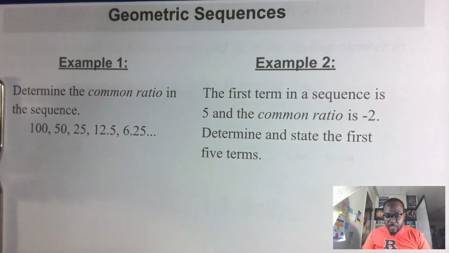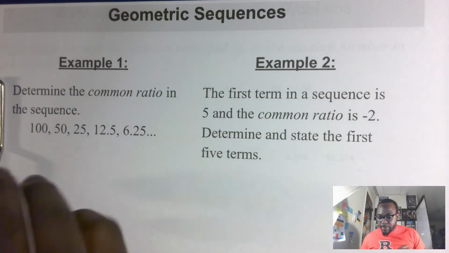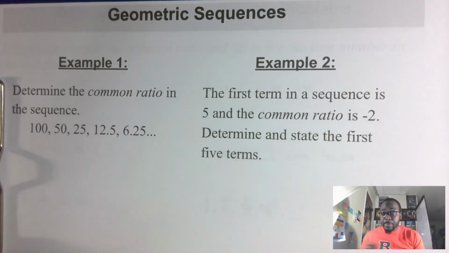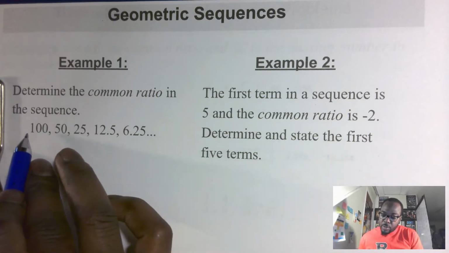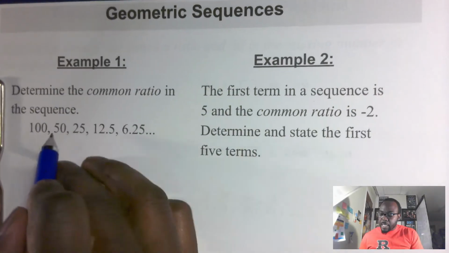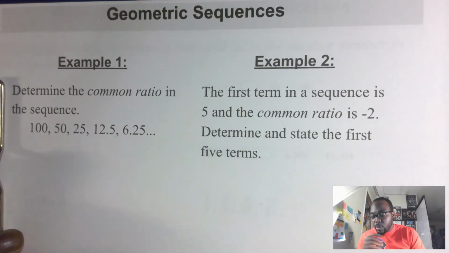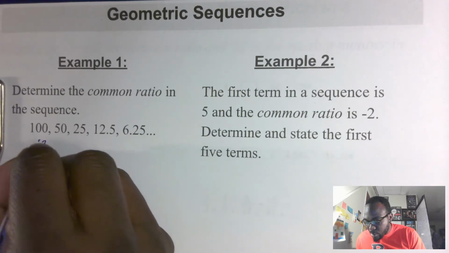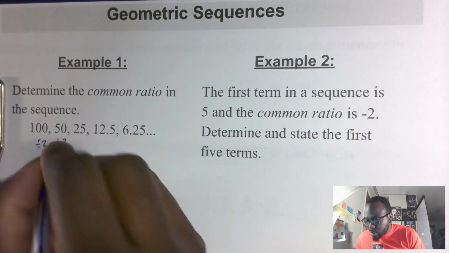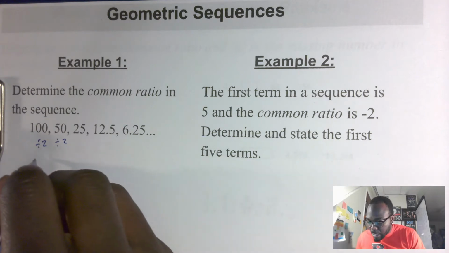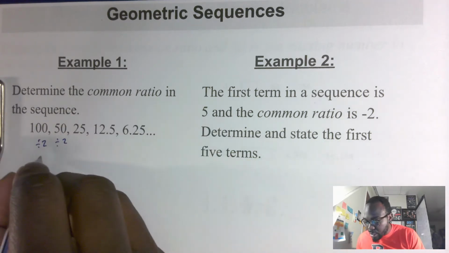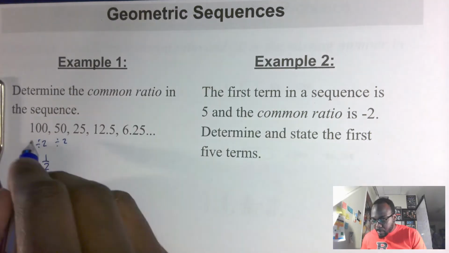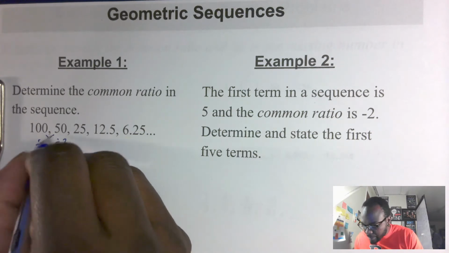All right, so let's look at some examples here. We're looking at the first example. It says determine the common ratio in the sequence. I noticed that my number is going from 100 to 50, and then from 50 to 25. What we would say is, oh, this is being divided by 2. It's divided by 2, but in reality, the common ratio here would be you multiply by 1/2. It's a fraction. So the ratio here is 1/2.